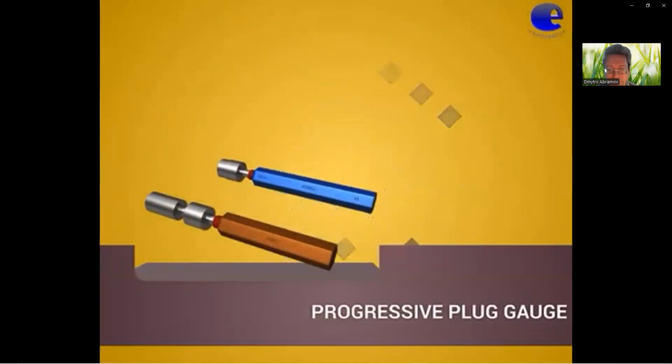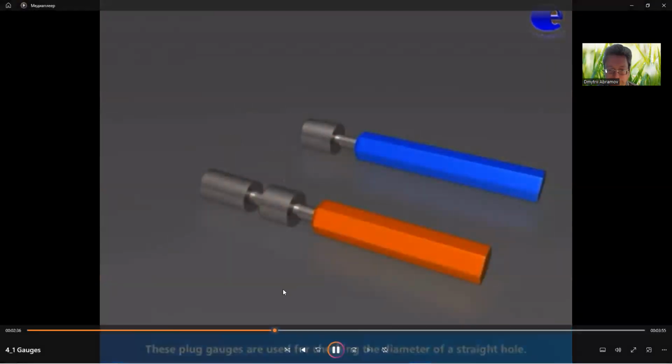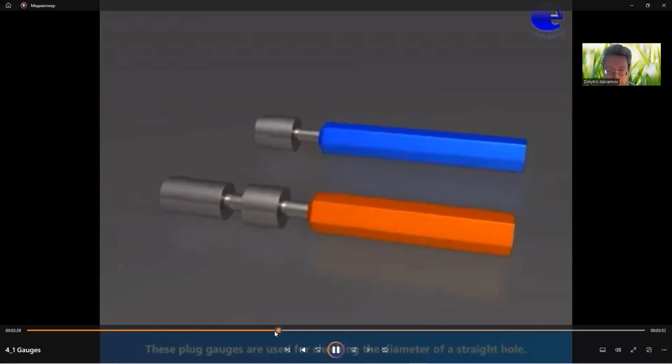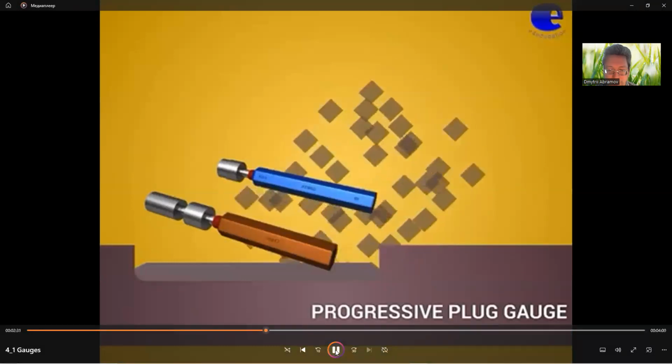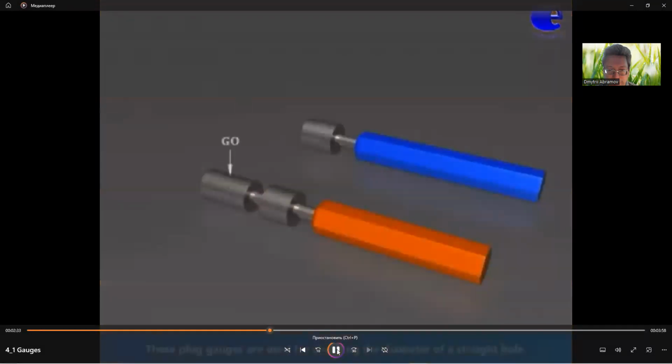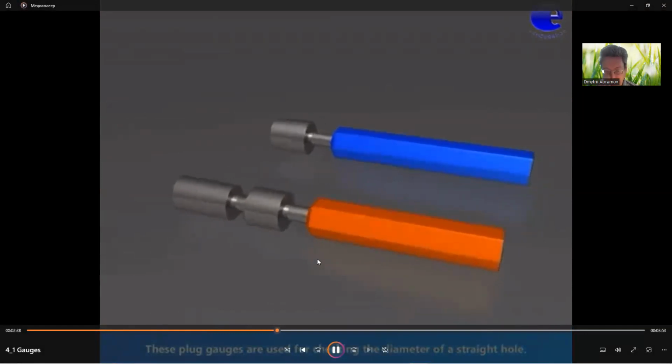Progressive plug gauge. Let us see a 3D model of a progressive gauge. These plug gauges are used for checking the diameter of a straight hole. You can see two surfaces. The first is the go surface of the plug gauge, and the second is the no-go surface.